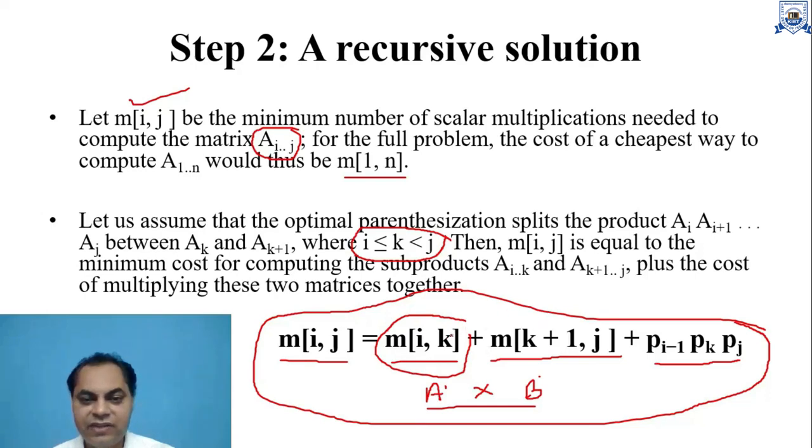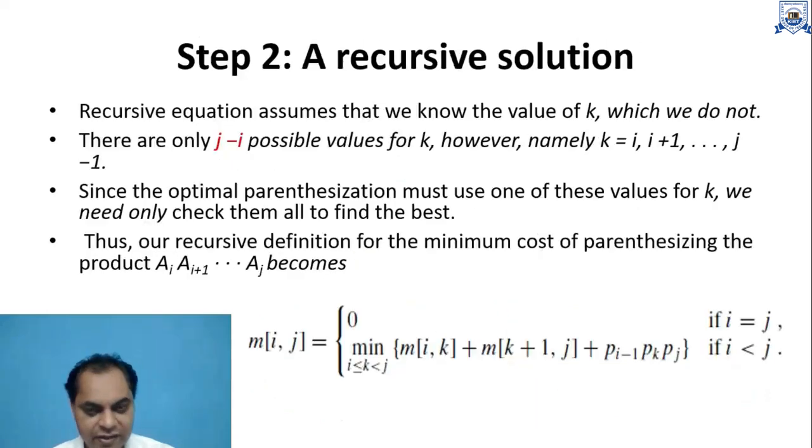Unfortunately, we don't know the value of k. What is the value of k? So we have to vary this k. This recursive equation assumes that we know the value of k, which we do not. There are only j minus i possible values of k, which are k equal to i, i+1, up to j minus 1. Since the optimal parenthesization must use one of these values of k, we need only check them all to find the best. That means we have to check each and every possibility.